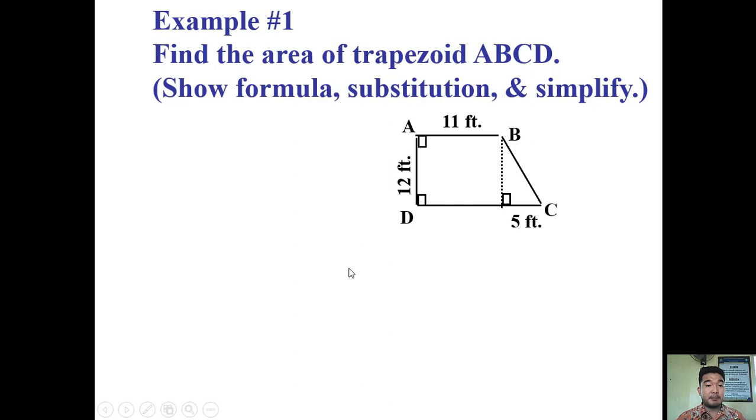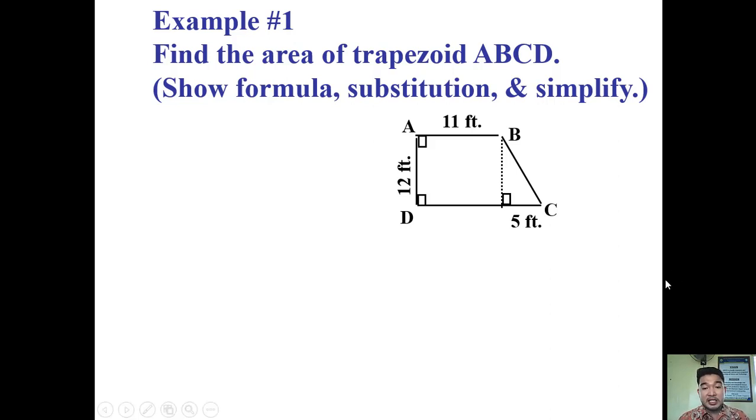Let us have an example here. Find the area of trapezoid ABCD. By the way, pag nagpangalan tayo ng quadrilateral, we name it after its vertices. So A, B, C, D at dapat sunod-sunod. Okay, show the formula, substitution, and simplify. If you want to try this, please do so. Just pause this video, and then if you want to check if your answer is right or wrong, just continue with this.